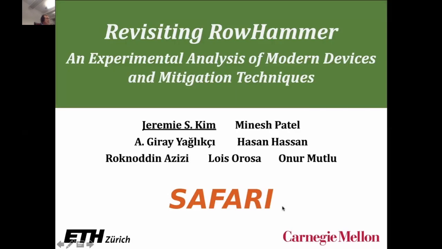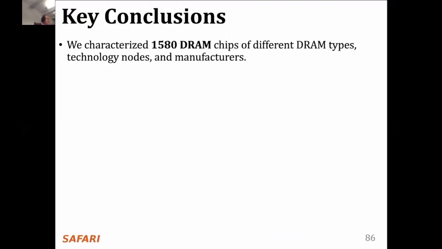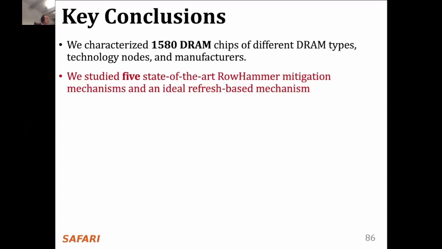Here we turned off the mitigation mechanisms in DRAM chips using our FPGA-based infrastructures, and we wanted to understand how the RowHammer vulnerability is scaling at the circuit level. Basically, we characterized more than 1,500 DRAM chips of different DRAM types, technology nodes, and manufacturers. We studied 5 state-of-the-art RowHammer mitigation mechanisms and an ideal mechanism. And we made two major observations.